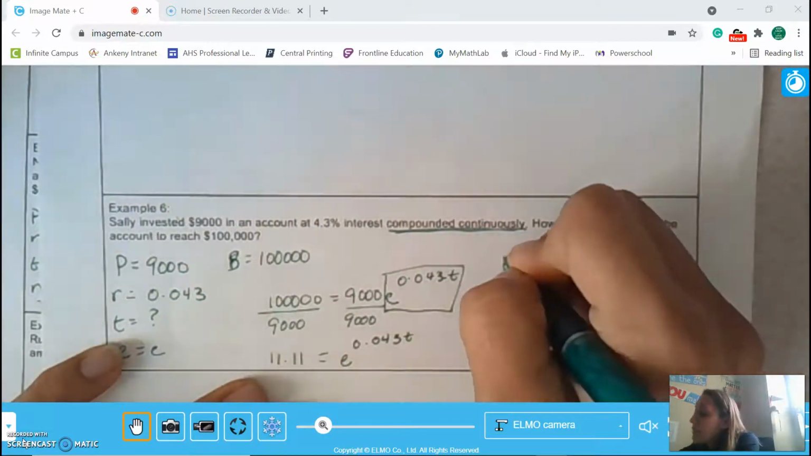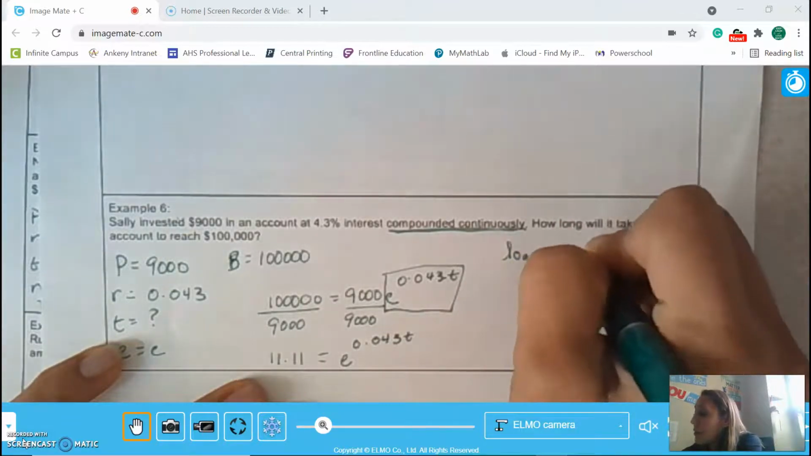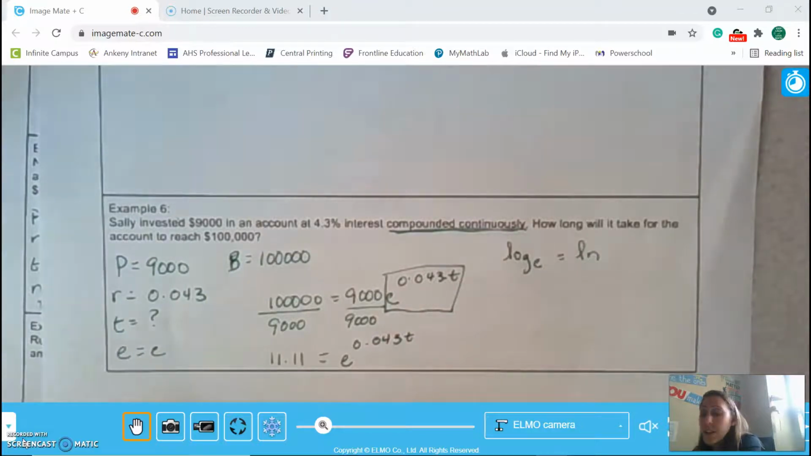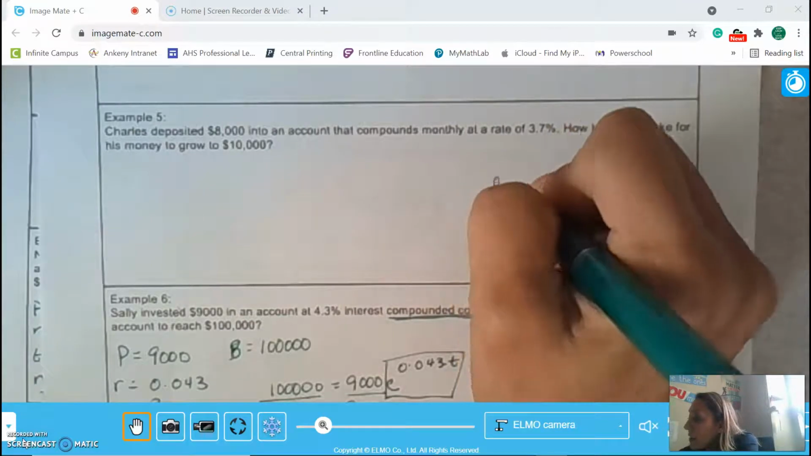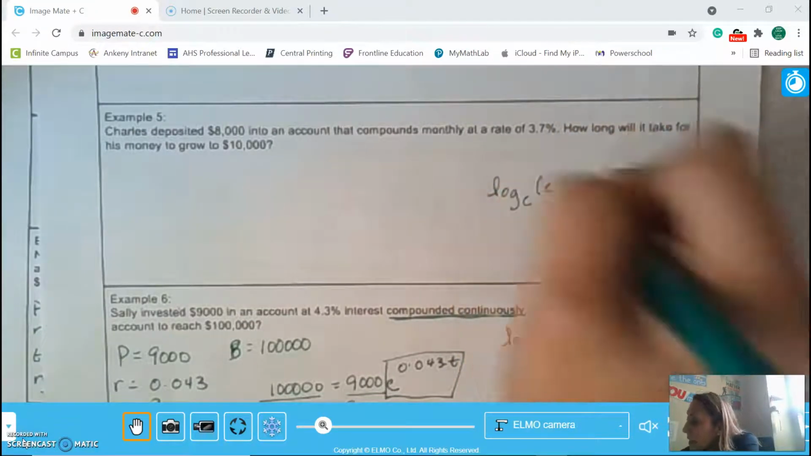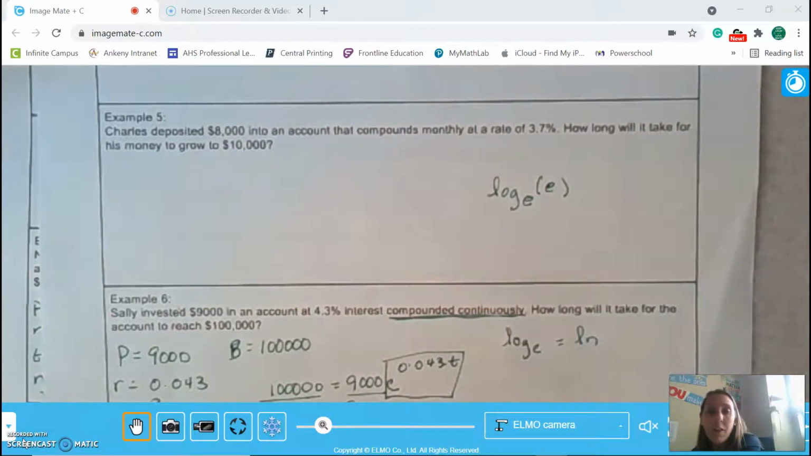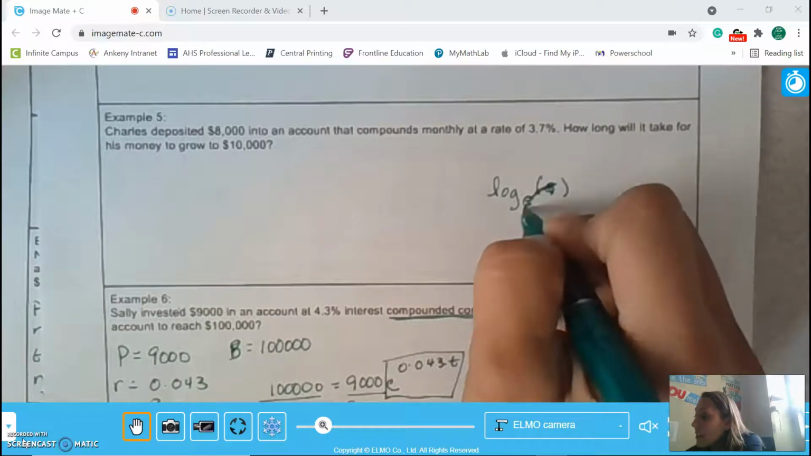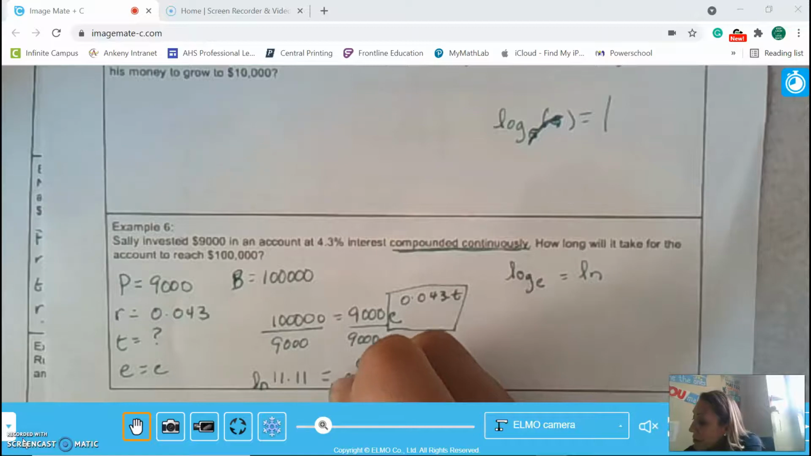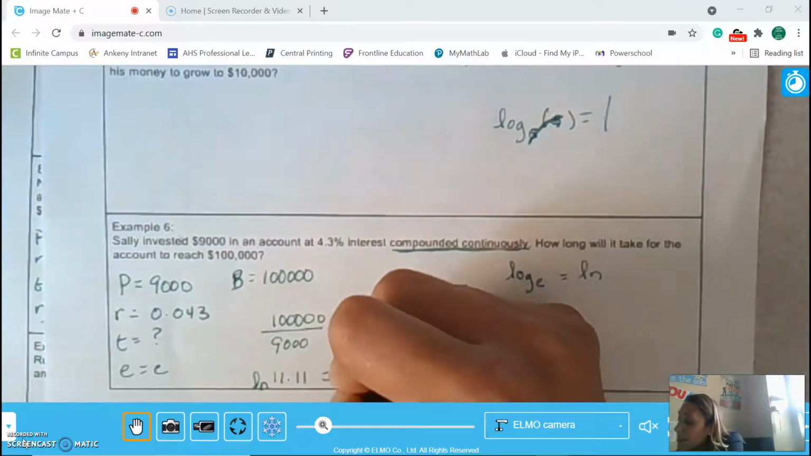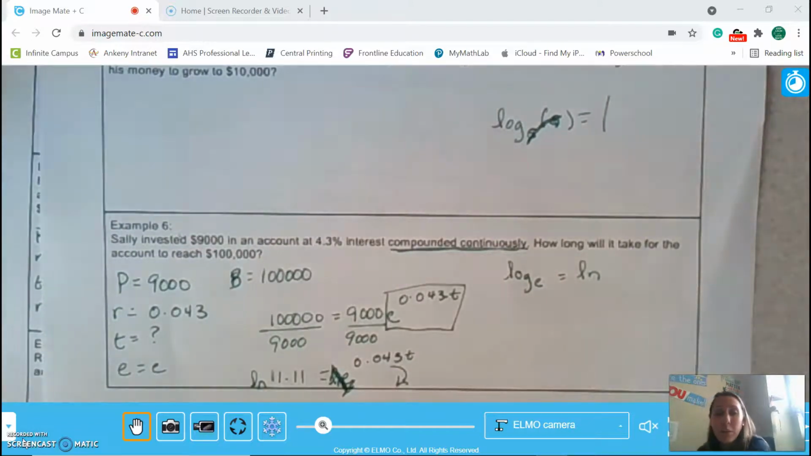But natural log is log base E, and if I take that equals natural log, those things equal each other. So if I take log base E of E, if we remember from Algebra 2 functions or wherever we learned logs, we learned that these two things turn into a 1. So if I take the natural log of both sides, this turns into a big 1. And this still comes down just like it would if I were taking the log.